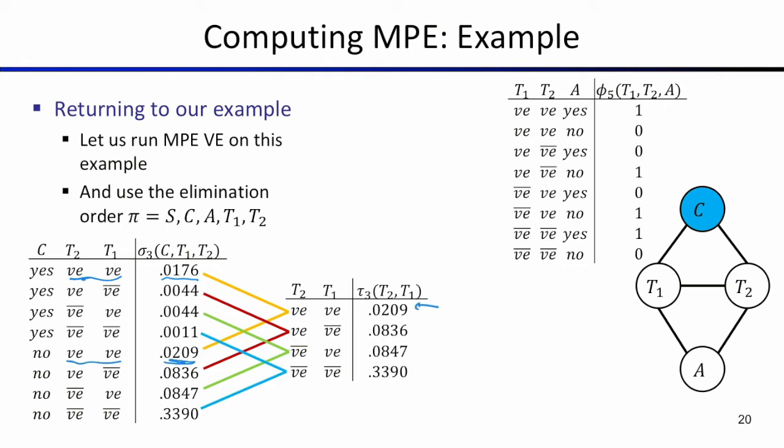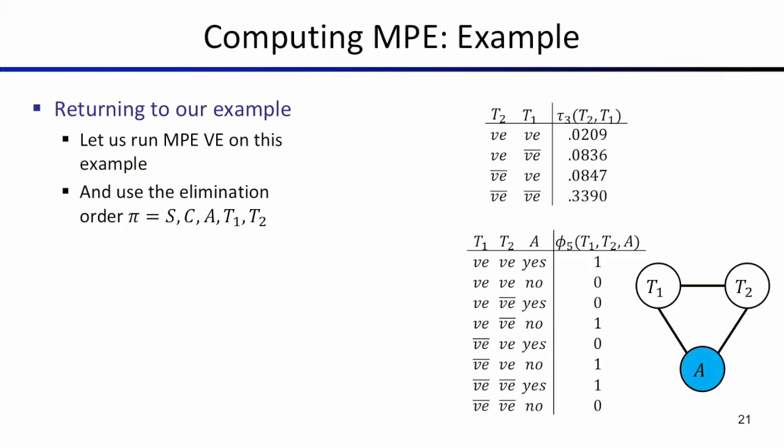We're going to now have a smaller table that does not mention a variable C anymore. We can discard these, and now we have only the variables A, T1, and T2, and A is going to be the next variable that I'm going to eliminate. So here are the only two factors that we still have. It's tau3 and phi5. I'm going to eliminate the variable A now.